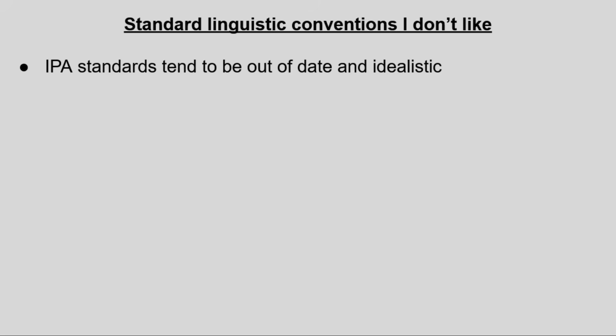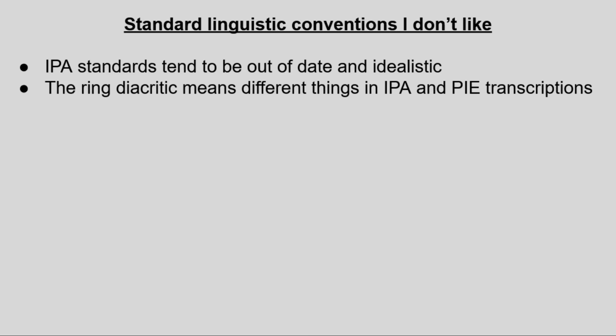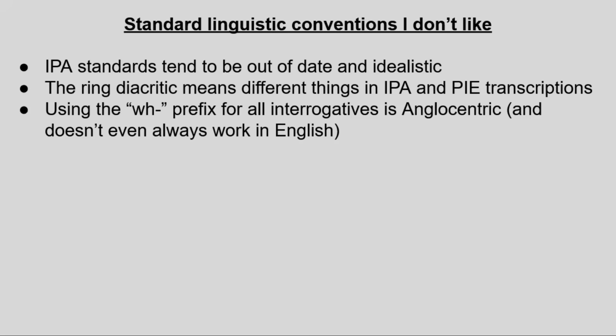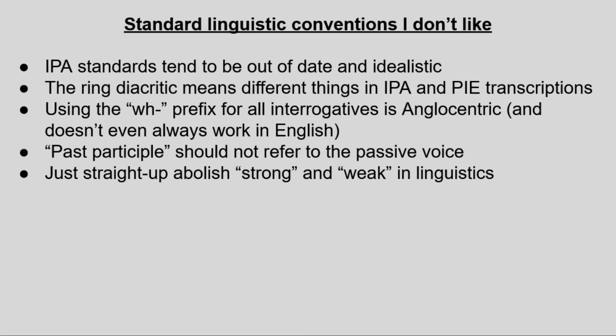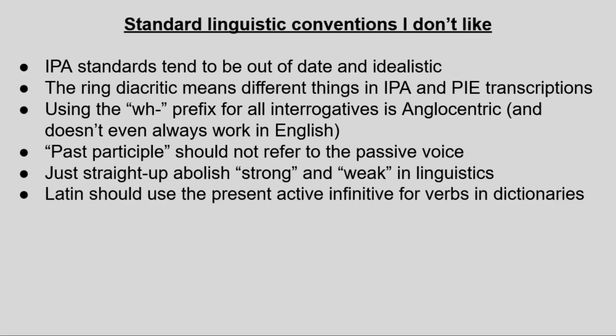First, IPA is best when it's not an idealized 100-year-old form of a language's pronunciation. Similarly, it would be very helpful if PIE transcriptions didn't use the ring in a completely different way than IPA does. Then, we need to acknowledge that referring to interrogative pronouns as WH words only makes sense in 75% of English and 0% of everything else, so it's a bad linguistics term. After that, it would really help if the term past participle only lined up with the past tense and not the passive voice. And for the last two super important points, we need to abolish strong and weak as linguistics terms and make sure that the conjugation we're using to represent verbs in a dictionary actually gives us useful information.